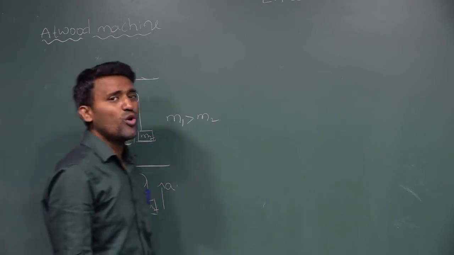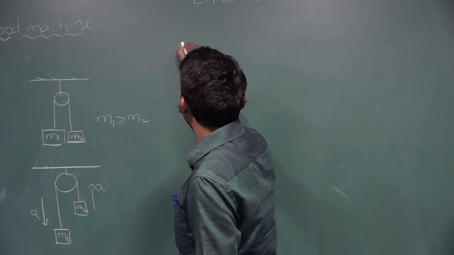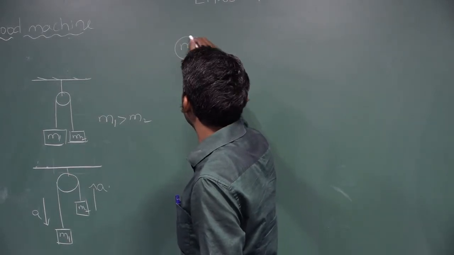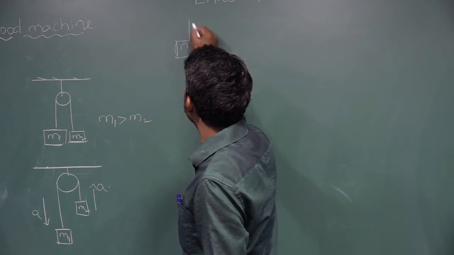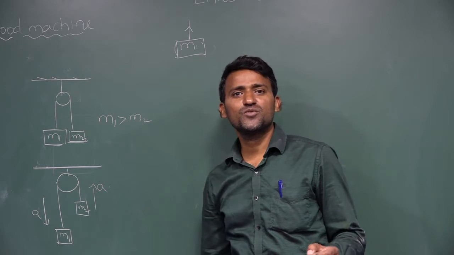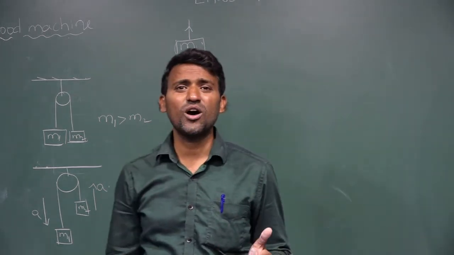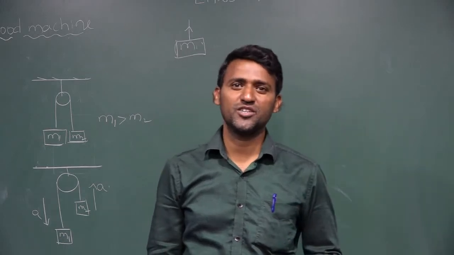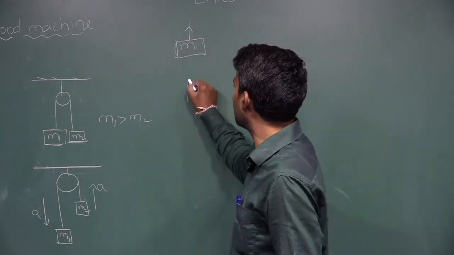Now take the free body diagram of the first mass, m1. I am writing m1 mass. See here, the tensional force. What does tensional force mean? A force which always acts away from the object. For your understanding, I am writing here.